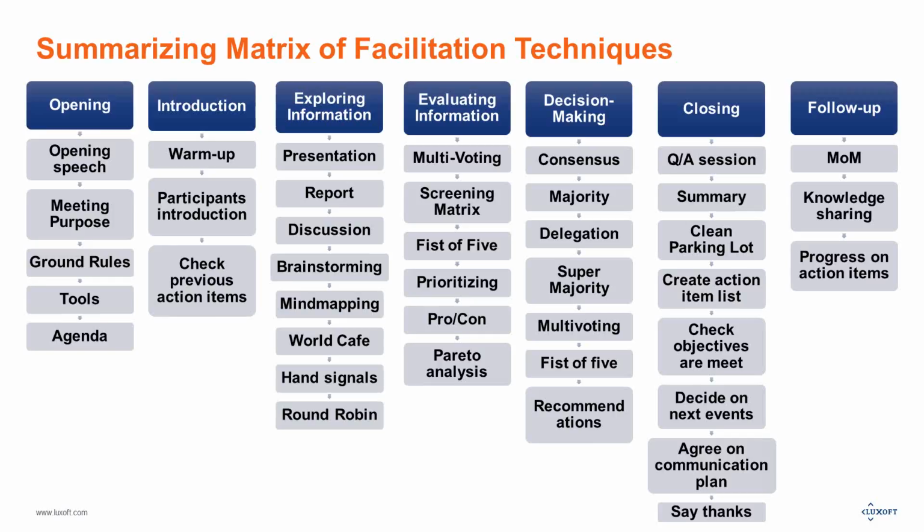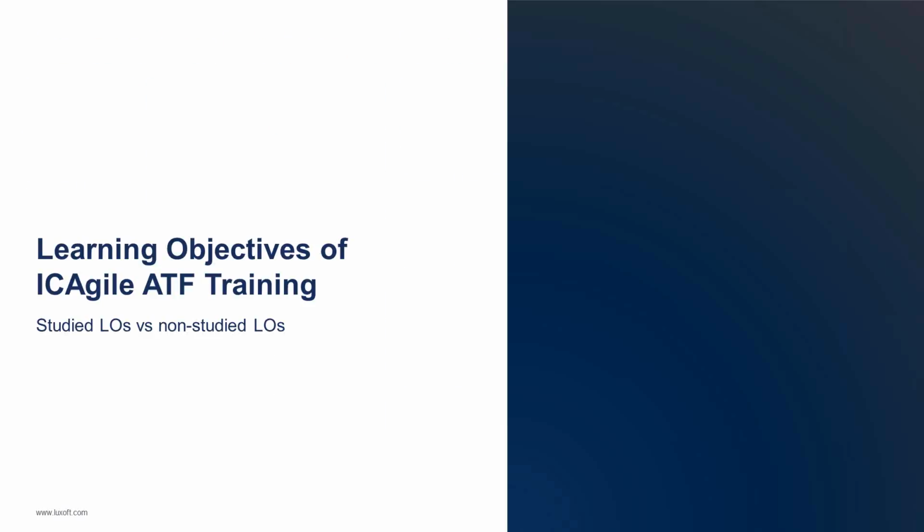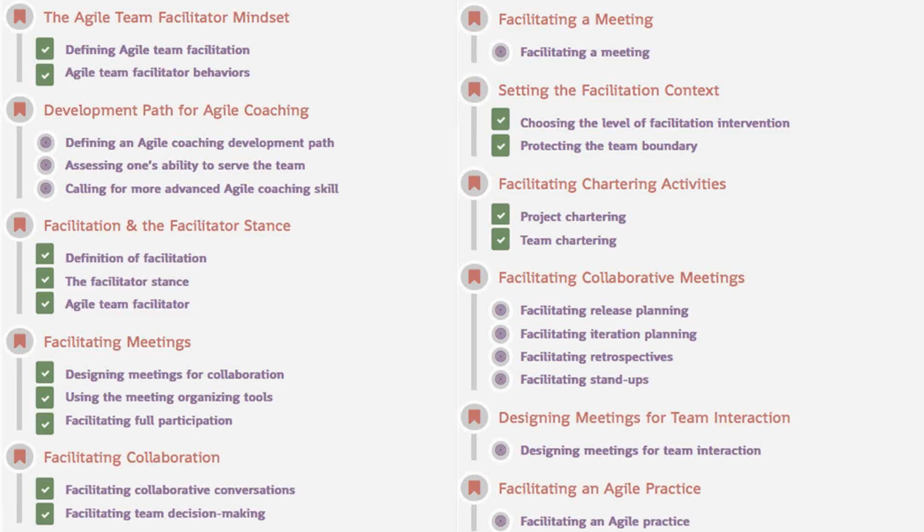Okay, and we are going to the learning objectives that were covered and not covered during this series of webinars. So here you can see the whole learning objectives of the Agile Team Facilitation training. The objectives that are in green were covered by the webinars. So this objective, the Agile Team Facilitator, the main group, and its subgroups, Define an Agile Team Facilitator and Agile Team Facilitator, were covered during the webinar. So this whole item was covered during the webinar.